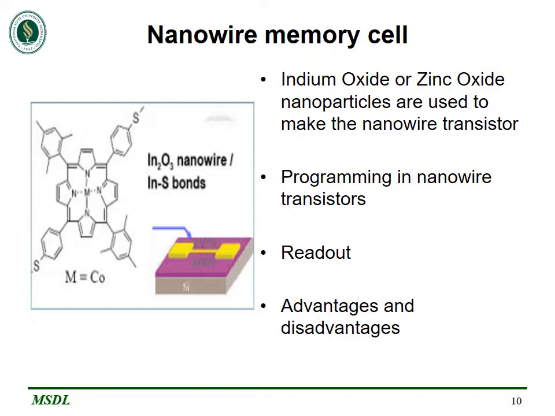Nanowire memory cell. The molecular nanowire structure is shown in the figure. Indium oxide, indium sulfide or zinc oxide nanoparticles are used to make a nanowire transistor. The channel of the nanowire transistor is functionalized with a redox-active molecule. Programming in a nanowire transistor can be done by acting on a substrate control voltage.